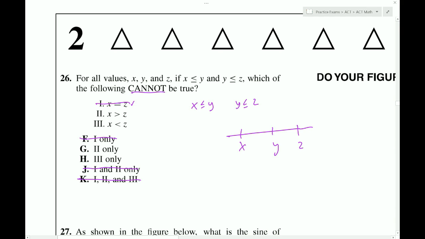Right? Can x be greater than z? No, that's out of the question. So we would want to have 2 in our answer. Okay?